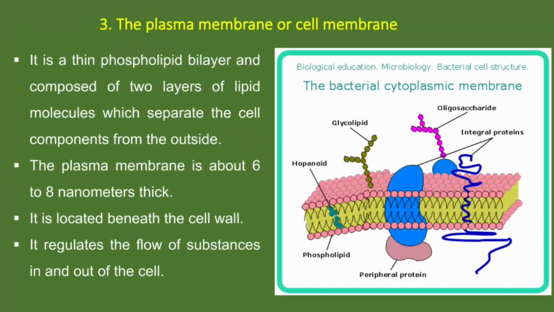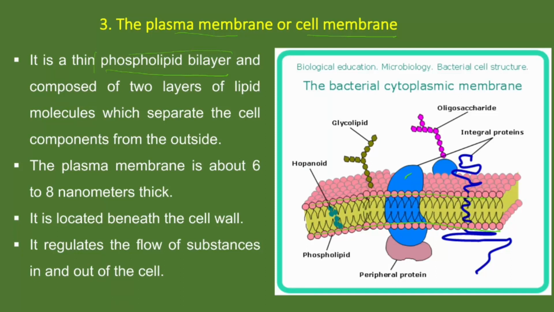The next structure we would like to discuss is the plasma membrane or the cell membrane, and this is present just below the cell wall. It is a thin phospholipid bilayer composed of two layers of lipid molecules which separate the cell components from the outside. Below the cell wall you can see this is one layer of phospholipid, and this is the second layer of phospholipid. In between, many integral proteins like this one are embedded. You can see the fluid mosaic model of the plasma membrane here.